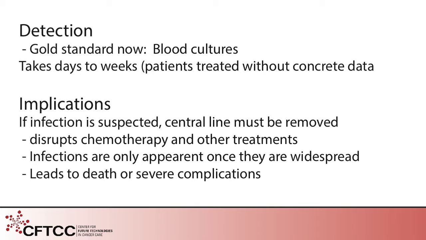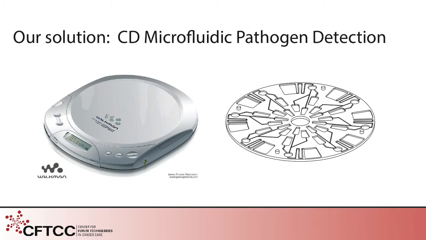And the implication of that is not only would they have to be receiving fairly powerful antibiotics, but they would often have to get their central line removed, which can be a quite invasive procedure and then subsequently require reinsertion later on. During the time that their central line is out, they cannot receive chemotherapy. There are many other therapeutics they cannot receive, such as potassium supplementation. And furthermore, infections are often only apparent when they're very widespread, and that means that they very often do lead to death or severe complications.